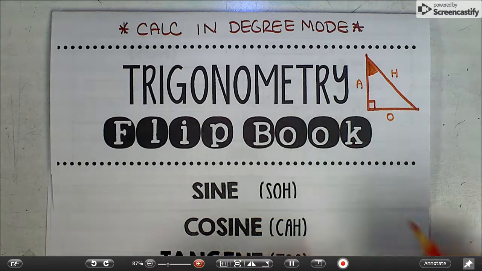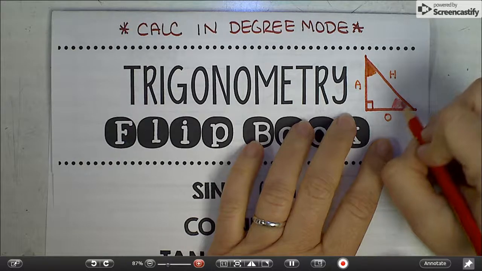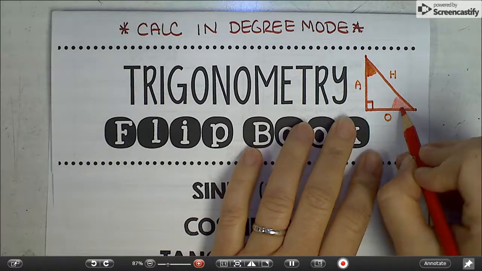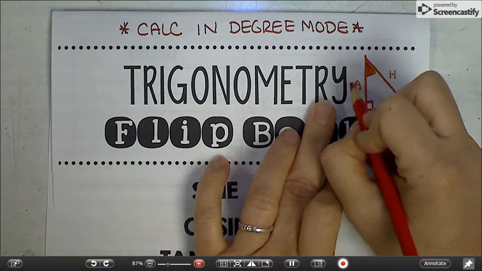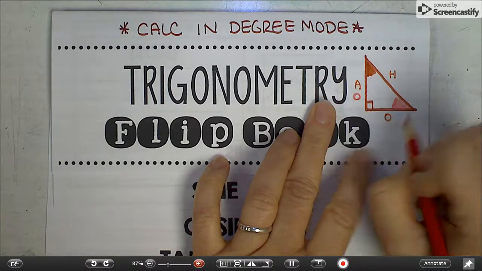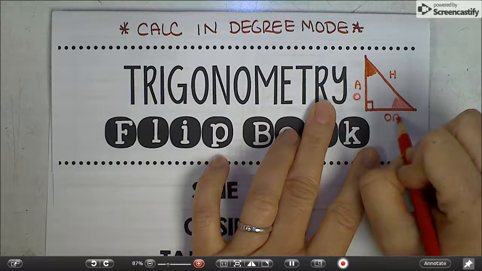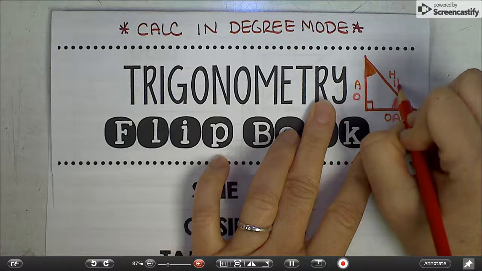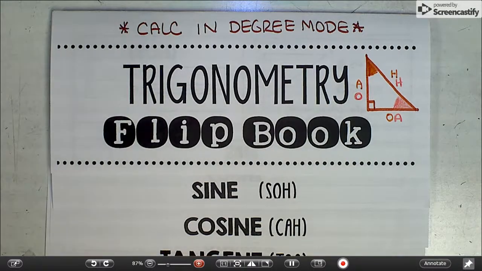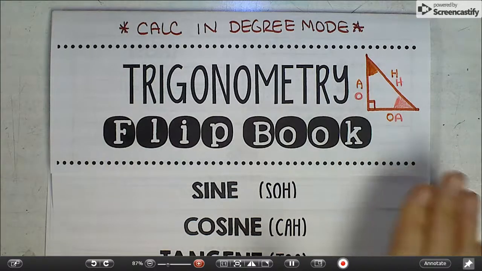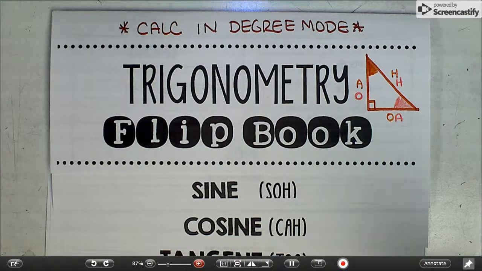But if we change perspective and we go over here, and we're standing on this angle, that changes this to opposite and this to adjacent. But it doesn't change the hypotenuse because the hypotenuse is always across from the right angle. So that's some important stuff that you need to know in order to pursue trig.